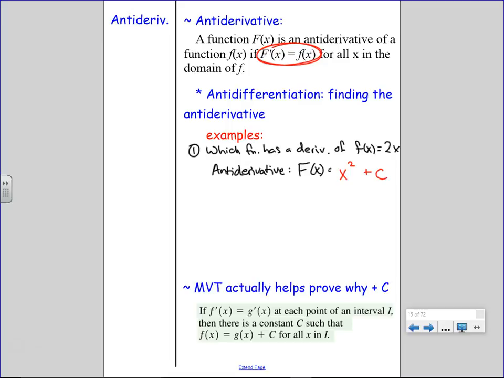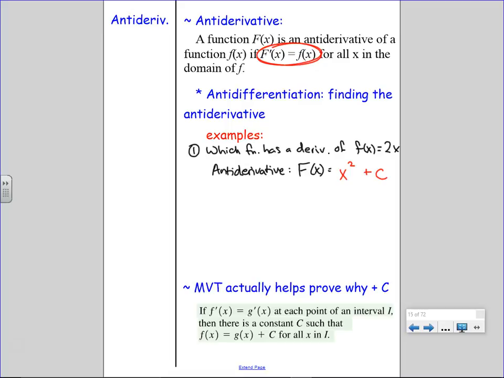X squared plus c. Even though logically, hopefully you guys can understand why there's a plus c in the sense that there could be any constant being added to the x squared, that's why we call this a family of antiderivatives, plural. Our book goes ahead and shows a mathematical proof as to why the plus c is actually necessary.